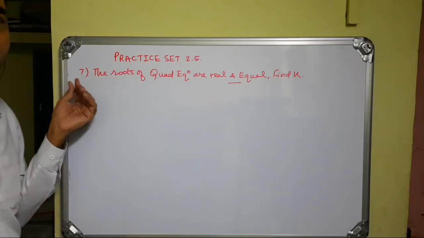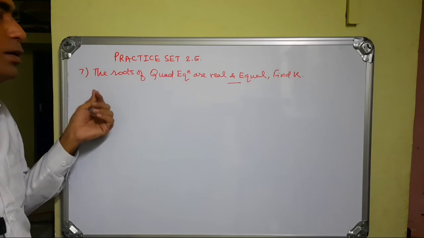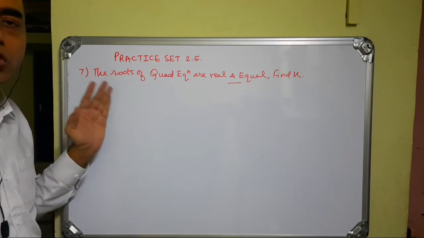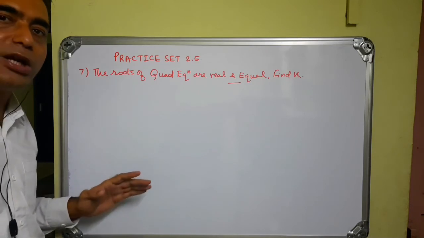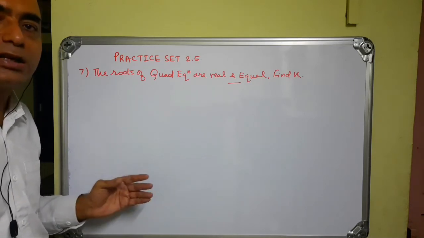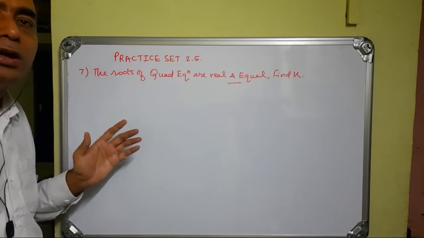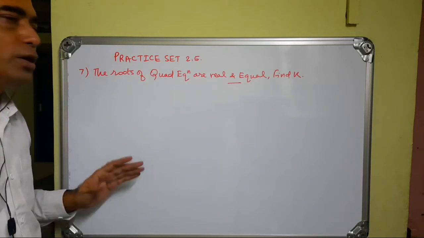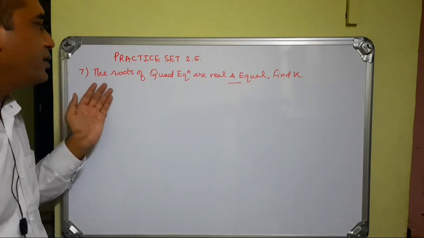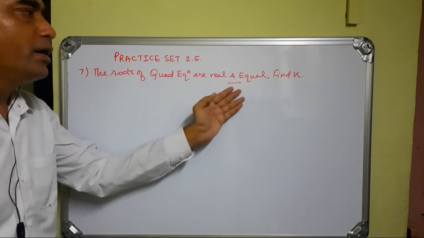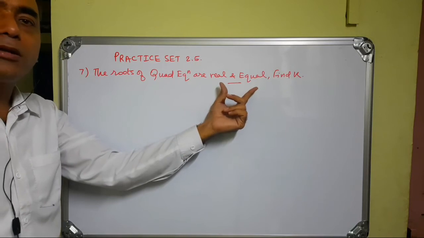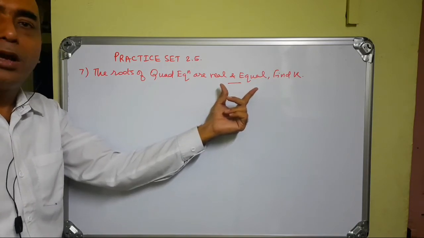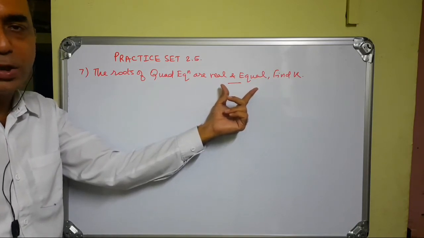Now let's start question number 7. Now why are we not solving question number 5 and 6? Because in this year's syllabus, that is 2021, the government has reduced the syllabus, and in that reduced syllabus question 5 and 6 are there. So we'll start with question 7. The roots of the quadratic equation are real and equal. Find the value of k. Now when are the roots real and equal? If the value of discriminant is 0.